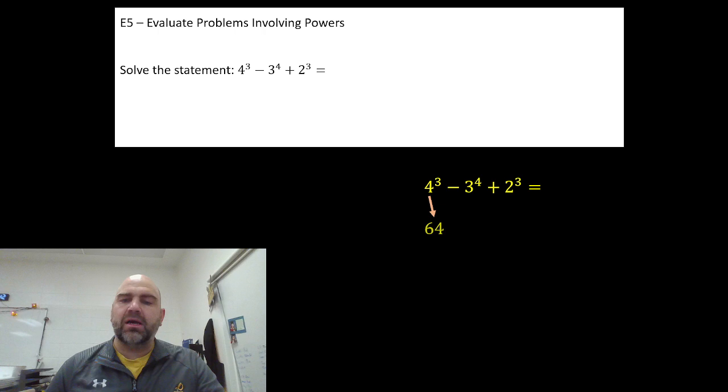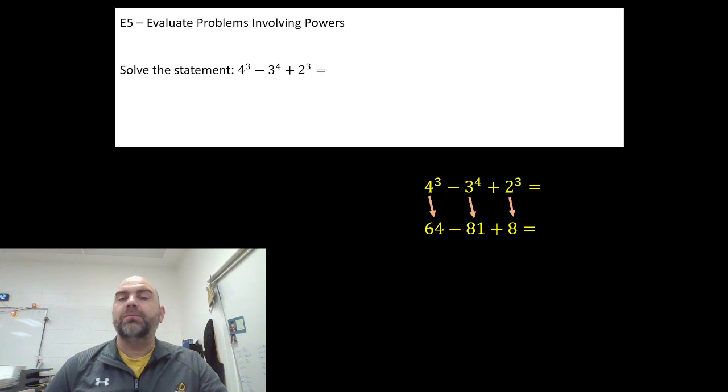4 to the power 3 becomes 64. 3 to the power 4 becomes 81. 2 to the power 3 becomes 8. Okay, so we have those, and we can just solve those exponents because there's nothing else around them. They're specifically on a number. Okay, so we can do that in order.